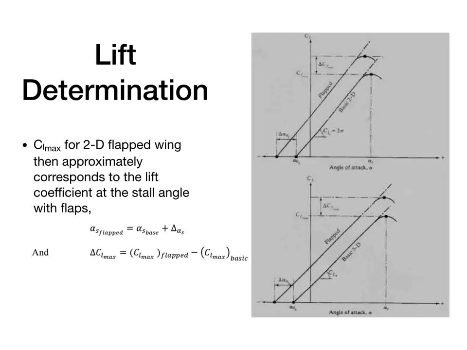Next is the lift determination. So CLmax for a 2D flapped wing approximately corresponds to the lift coefficient at stall angle with flaps. Alpha S flap is equal to alpha S base plus change in alpha S, and change in CLmax is equal to CLmax for the flapped wing minus CLmax basic, without flaps, for the unflapped wing.